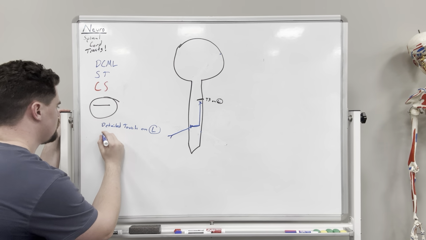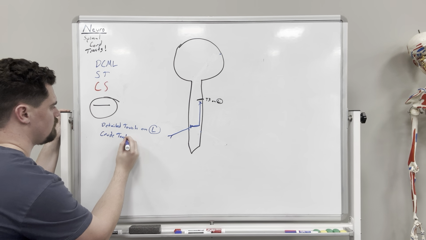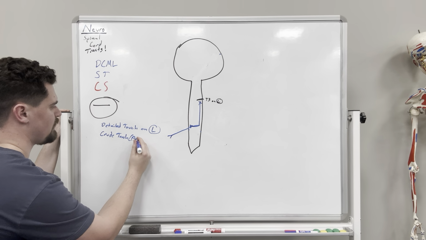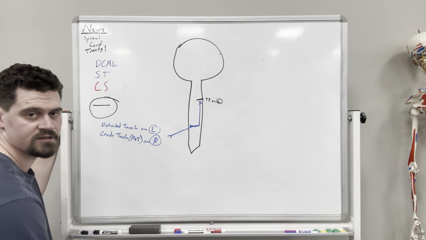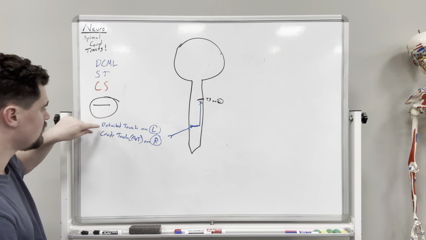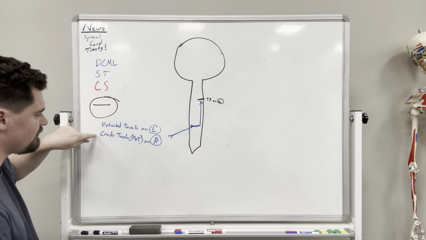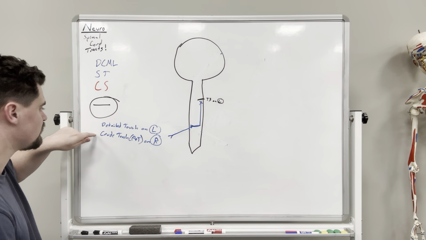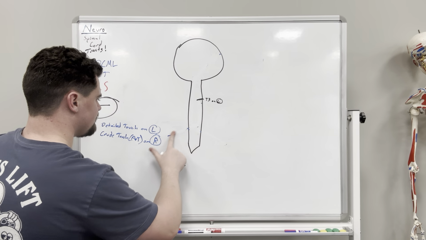So, crude touch, and then what you really think about is pain and temperature on right is affected. Or if we're talking about dermatomes, light touch was affected on the left, and then pinprick was affected on the right. And then let's talk about the left side.